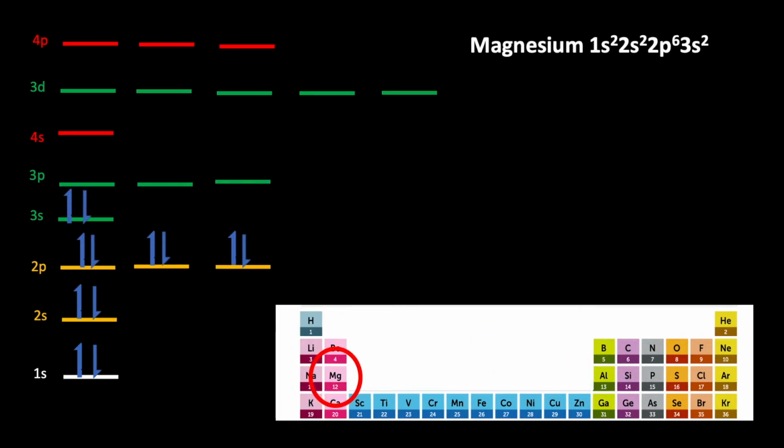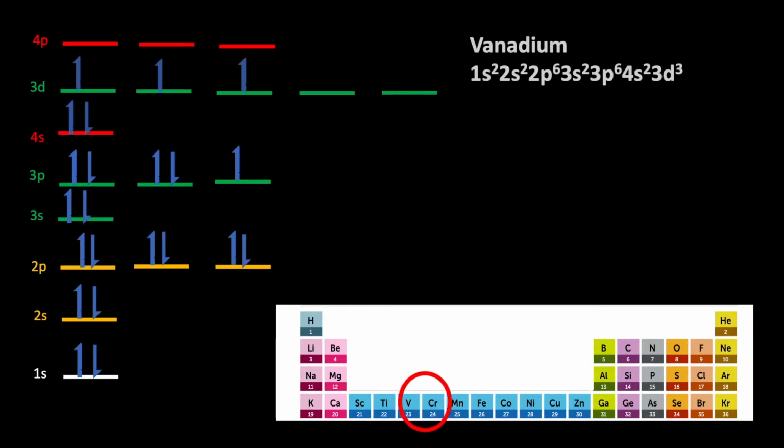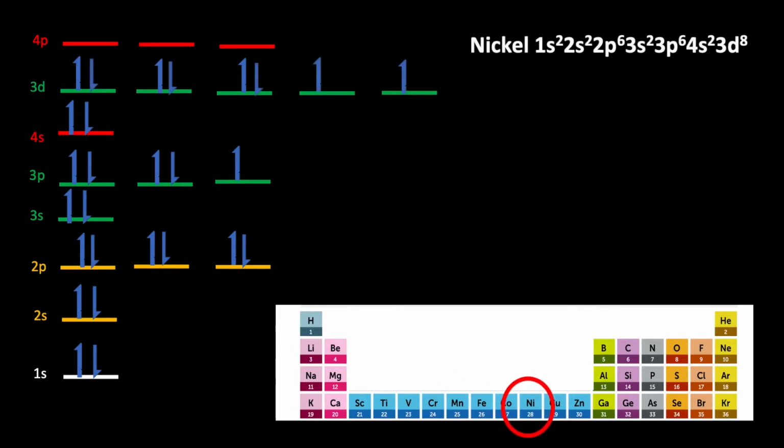Magnesium now. So we're now into the 3rd shell, and we're using the 3s subshell. Over we go to chlorine, and now we're up to 3p5. And let's go into some transition metals now. Vanadium. You notice we've got the 4s filled first before the 3d. We've got 3d3 there, and one more just for fun, nickel.